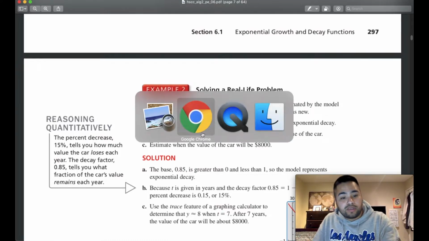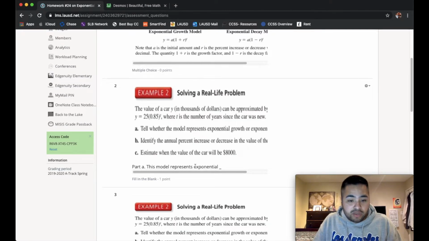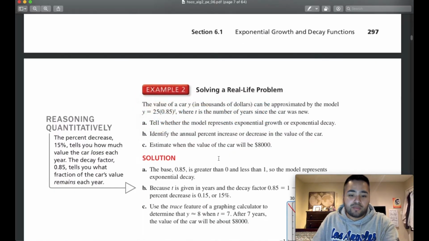Again, you will see that as one of the questions. This model represents exponential decay, right? So let's go back to the preview. I'm not going to keep going back and forth because you can pretty much just pause the video and get a lot of the answers for some of the questions.